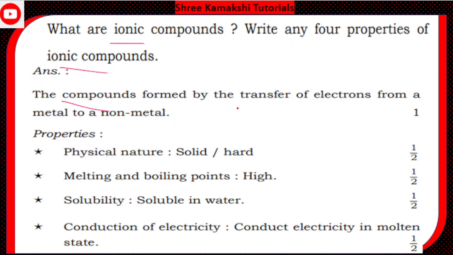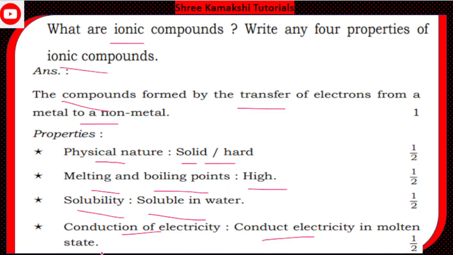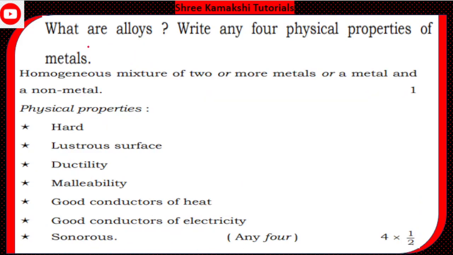The compounds formed by transfer of electrons from a metal to a non-metal are called ionic compounds. Their properties are: physical nature is solid or hard, melting and boiling points are high, solubility is soluble in water, and they conduct electricity in the molten state. Understand, students? The next question is, what are alloys?